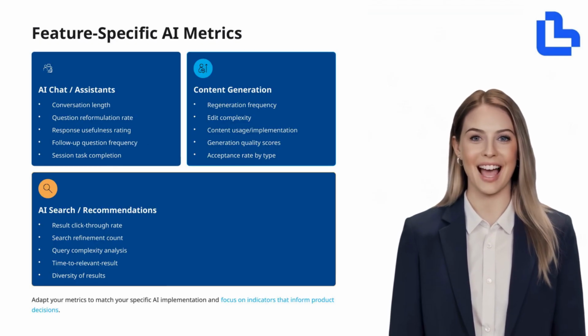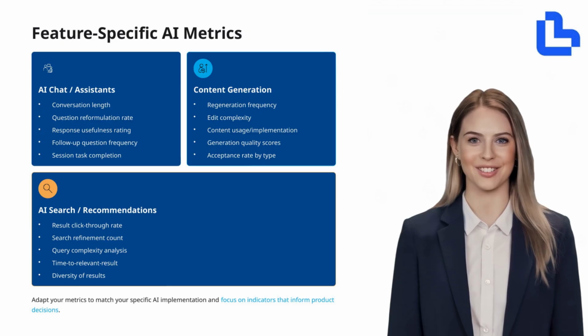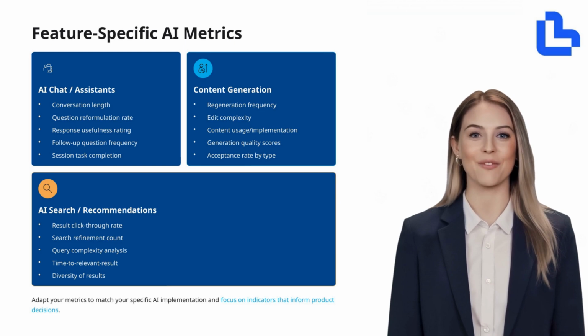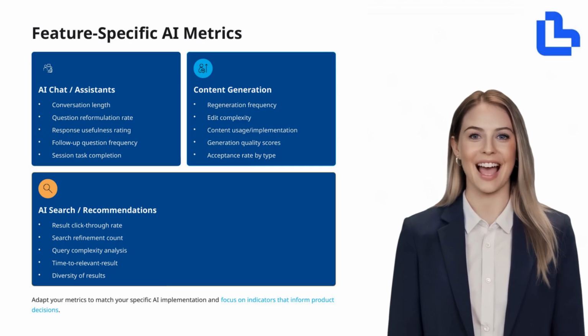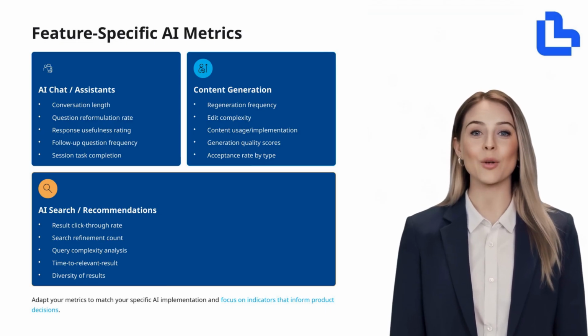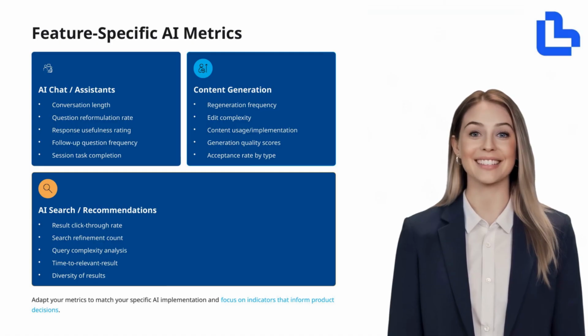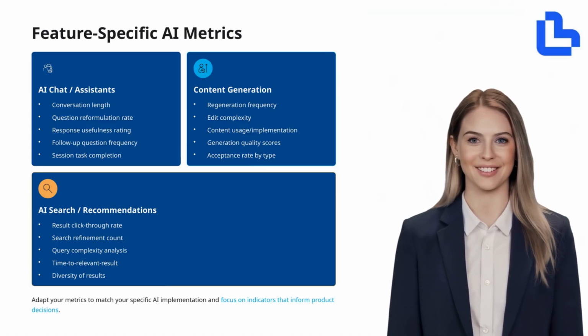Now that we've covered the core categories of AI metrics, let's zoom in on how these apply to specific types of AI features. Not all AI is created equal, so your analytics strategy should reflect the unique behaviors and goals of each feature type. For AI chat and assistance, you'll want to track metrics like conversation length, question reformulation rate, and response usefulness ratings. These help you understand how well the assistant is guiding users and whether it's delivering helpful, relevant answers. You should also monitor follow-up question frequency and session task completion to gauge overall effectiveness.